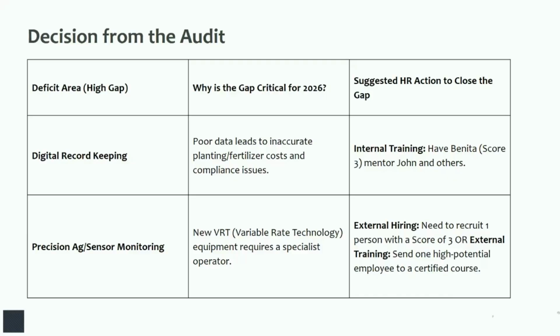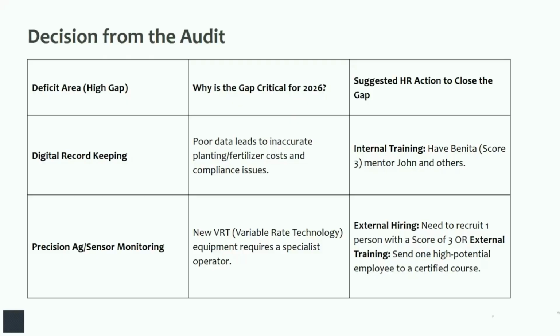So what is the suggested HR action to close that gap? We will notice from the audit that we just did that Benita scored 3. That means Benita is an expert in this particular digital record keeping. Benita can input on your laptop or anywhere anything you give her to keep records. She's very good at that. So Benita should then mentor John and other people in the company to do that.